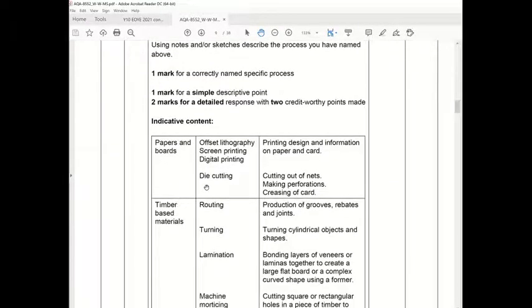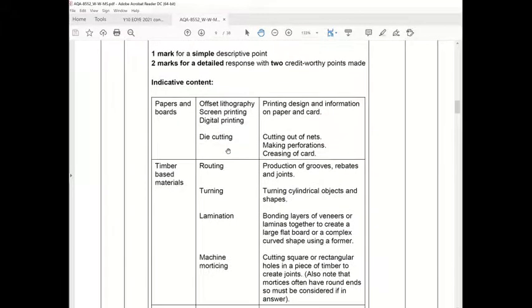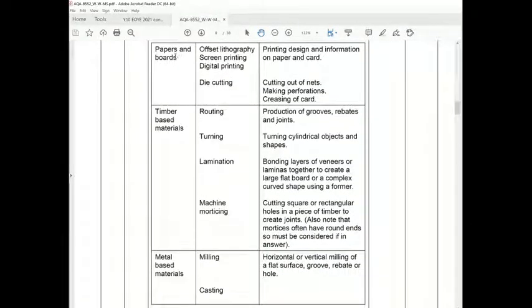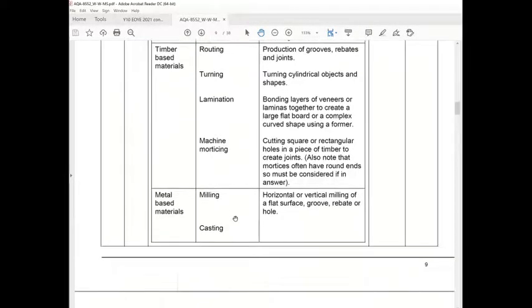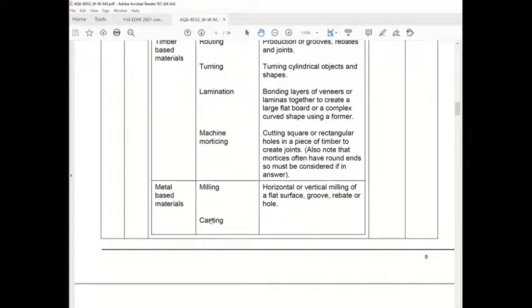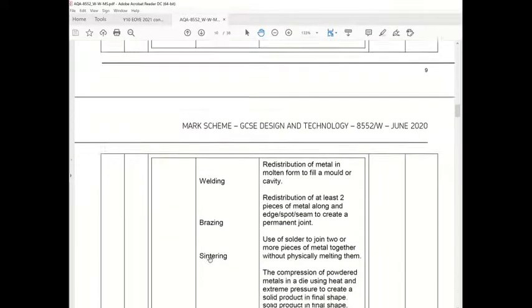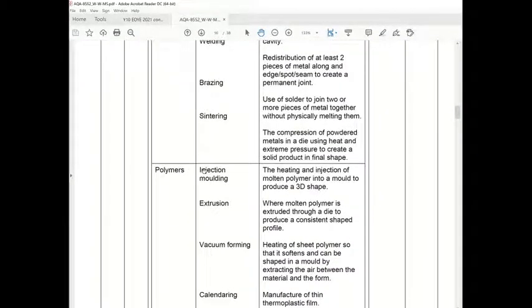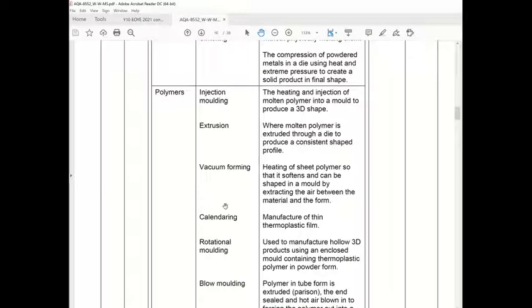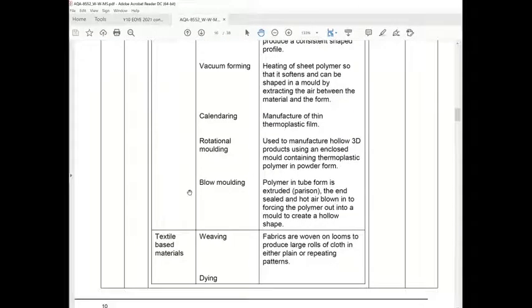Of course, within your different disciplines, you have different manufacturing processes. I'm going to probably leave papers and boards, just look at timber based. We've got routing, turning, lamination, machine mortising, and then we get to the metals. We've got milling, casting, welding, brazing, sintering, and we've got the polymers: injection molding, extrusion, vac forming, calendaring, rotational molding, blow molding. Blow molding is a great one to learn.